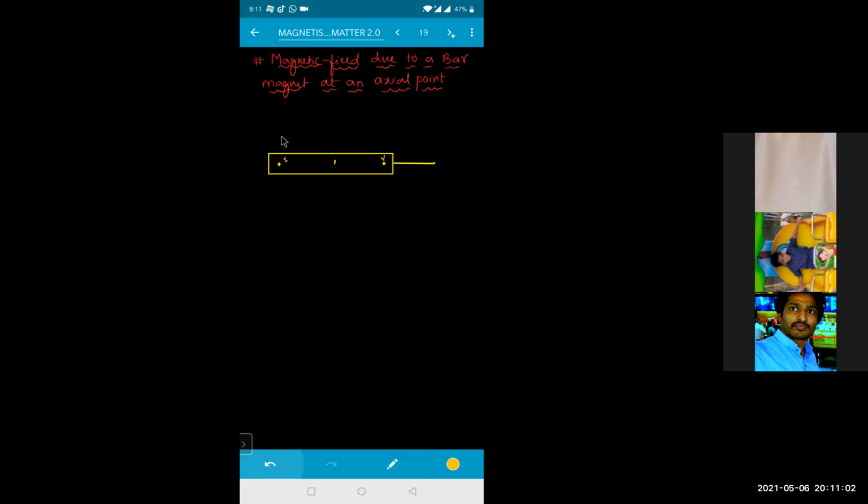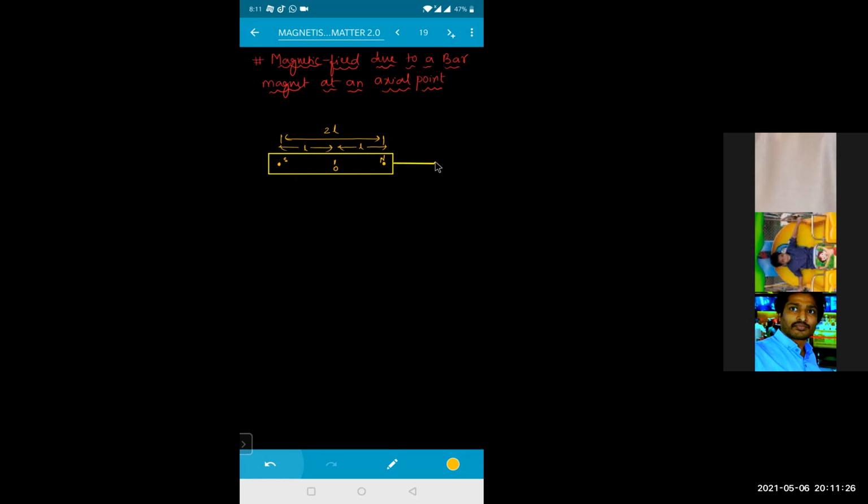The distance between these two poles will be equal to how much, beta? South and north మధ్యలో distance ఎంత ఉంటుందన్న? 2L, sir. That means this distance is L, and this distance is also L, and this is your point O. This is the north pole, and this is your south pole.